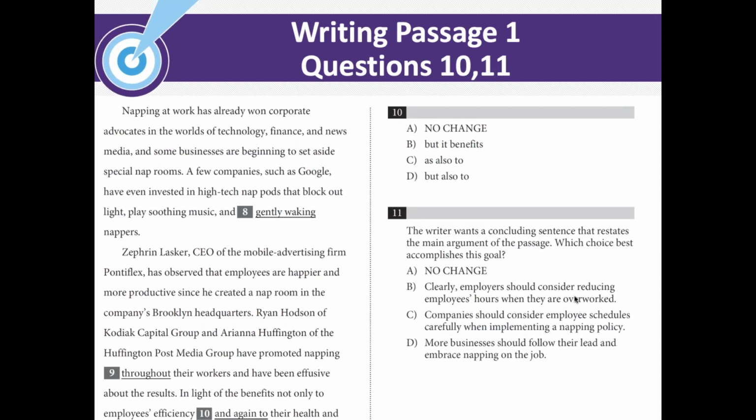Number 10, way down at the bottom of the page, is going to be D, because we have that set up, not only, but also. So that's that correlative conjunction.